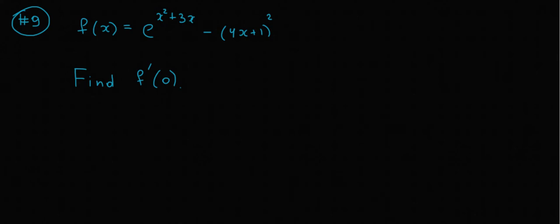So the function consists of two terms. The first term is an exponential term, e to the power x squared plus 3x, and the second term is a polynomial term, 4x plus 1 raised to the second power. Both of these terms are convenient to differentiate using the chain rule. So let me briefly review the chain rule.